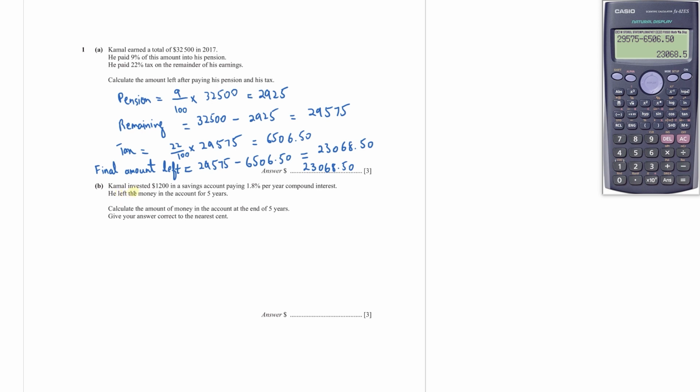Part B is Kamal invested $1,200 in a savings account paying 1.8% per year compound interest. He left the money in the account for 5 years. Calculate the amount of money in the account at the end of 5 years.